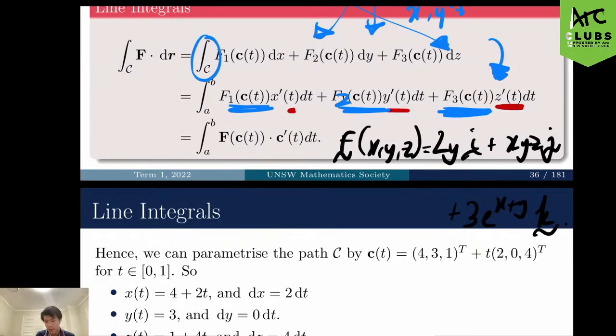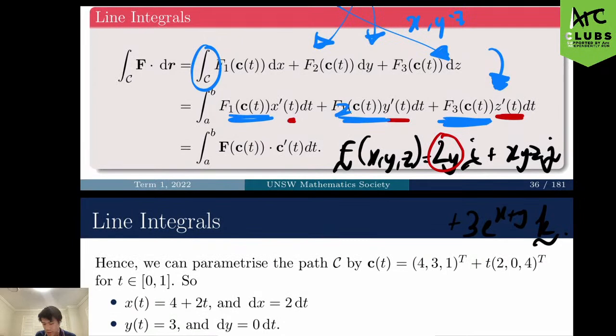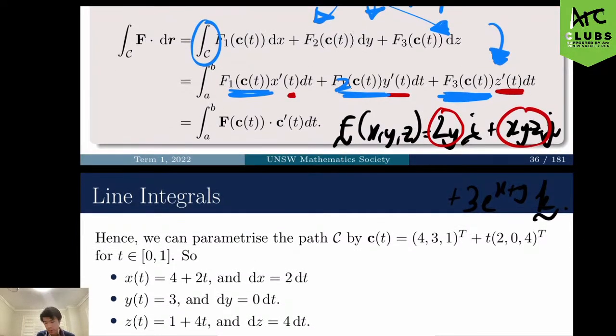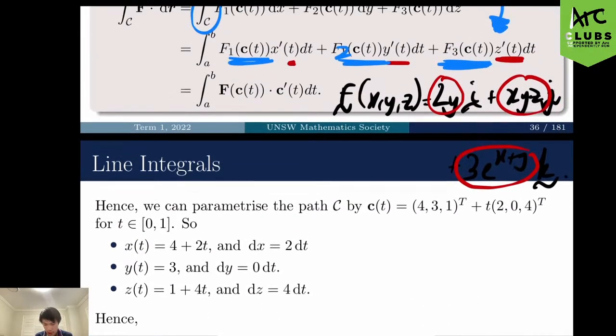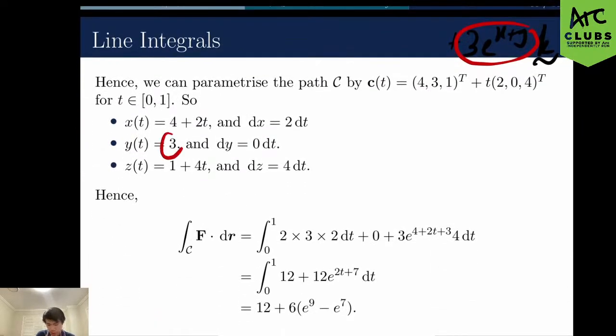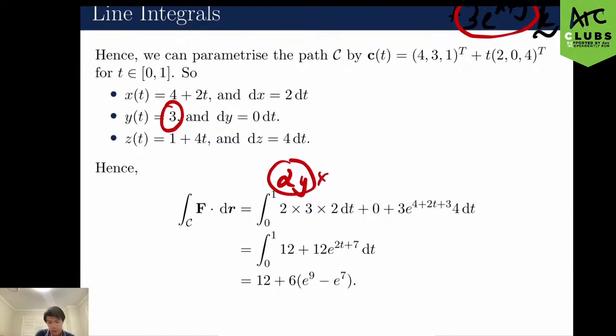That means F1 is this first one. So we sub in our y into this first one. Then xyz is the second one, so we sub in our x, y, and z into the second one. Then this one is the third one, and we sub in x and y into the third one. So that's what we've done over here. We've got 2 times y, which is 3, so that's 2y. Then we multiply by this first one, 2 dt.